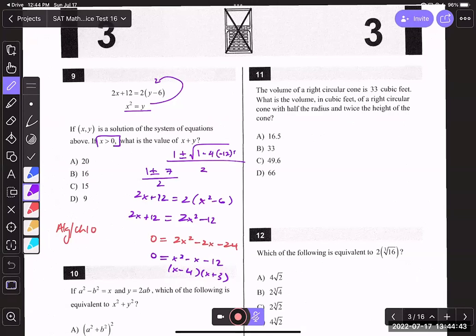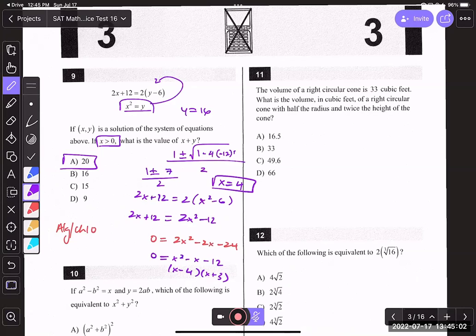Well, we're told that x is greater than 0. So that means that we're looking for the positive value of this. So x is equal to 1 plus 7 over 2, that's equal to 4. Well, if x squared is equal to y, that means that y is equal to 16. So x plus y is equal to 20. Does that make sense? Yes.